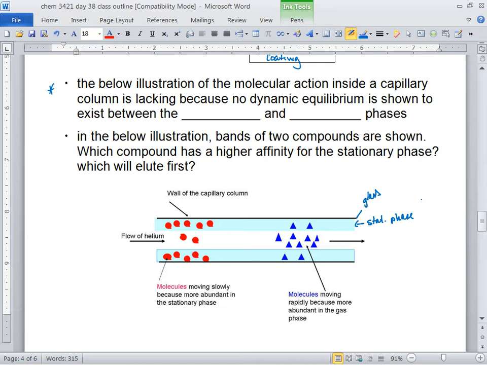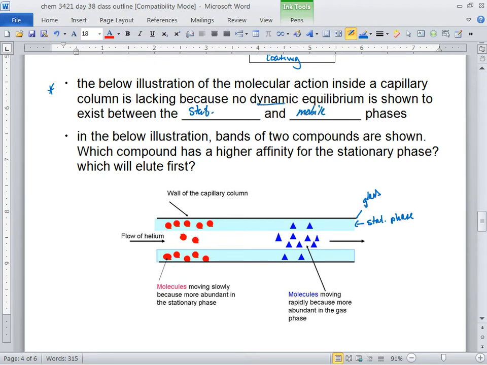Okay. Anyway, we're saying that this picture is lacking because no dynamic equilibrium is shown to exist between the blank and blank phases. What would be the best words to put in there, Desiree? What two phases is it trying to illustrate? The stationary phase and the mobile phase. Exactly. It's trying to illustrate that there's no dynamic equilibrium between the stationary phase and the mobile phase.